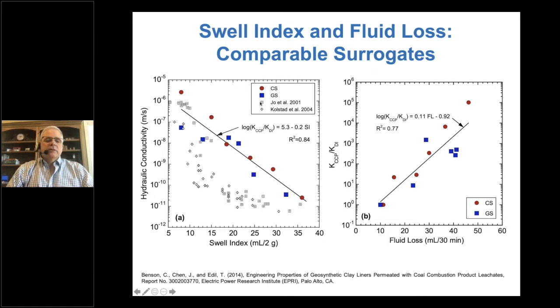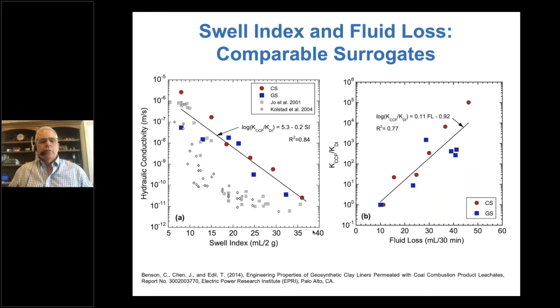These are some recent data that we created with coal combustion product leachates for two different conventional GCL products, a red and the blue. We can see almost a straight line between the log of hydraulic conductivity and the log of swell index. The only caveat is that if you use an empirical relationship like this, it has to be developed with the bentonite in the product that you're using.